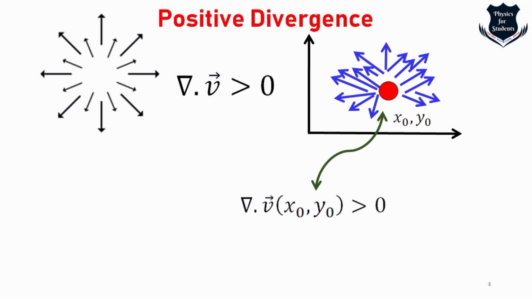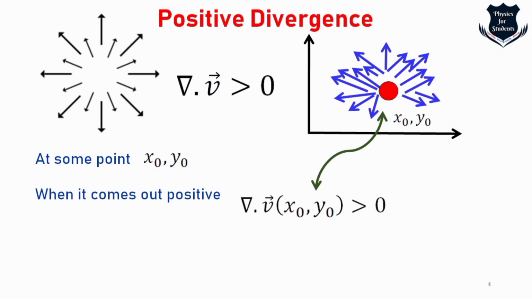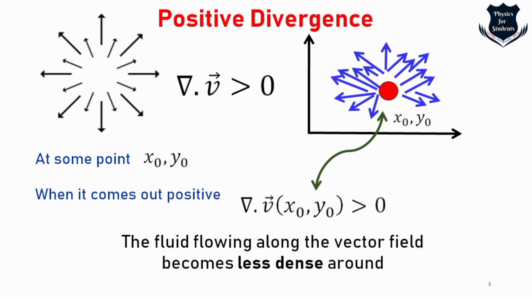You can just imagine a point or a sink where the water is falling and the water is diverging out. That means it has a positive divergence. So at some point x0 and y0, when it comes out to be positive, this is called a positive divergence. The fluid flow, this is just an analogy, taking fluid as an example, along the vector field becomes less dense around the point. Why less dense?